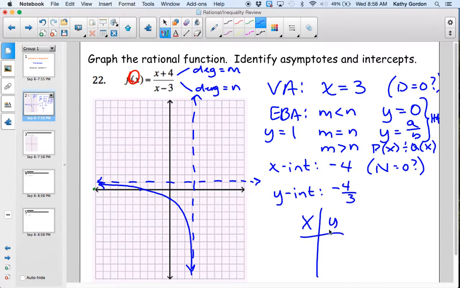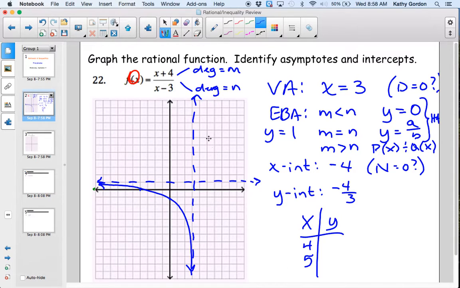So we'll make ourselves a little t-chart. And what would be some good x values to get me the information I need? Something that's to the right of my asymptote, right? So if my asymptote's at 3, testing something like 4, maybe 5, just get a couple more points there so I know which corner I'm going to end up in and what my graph's going to look like.